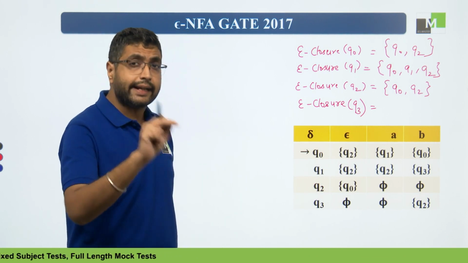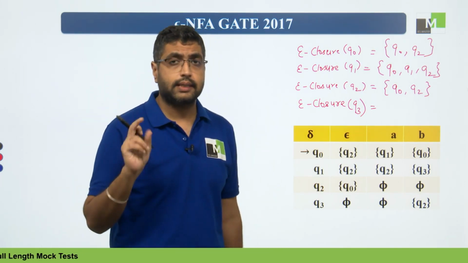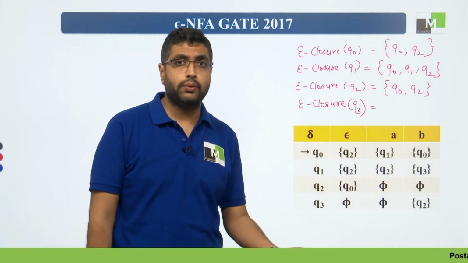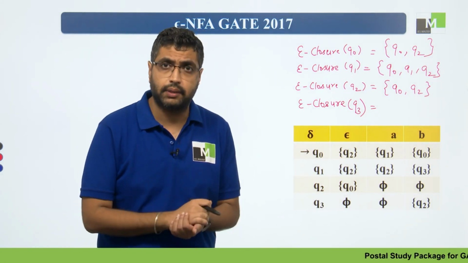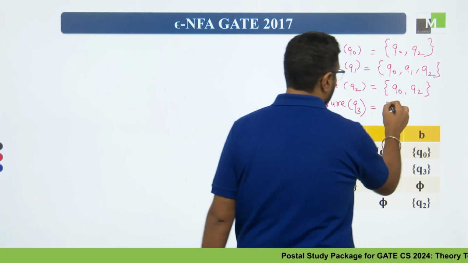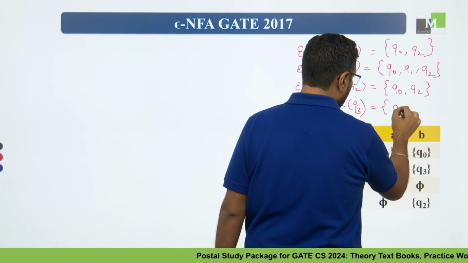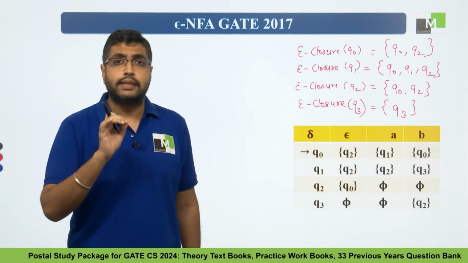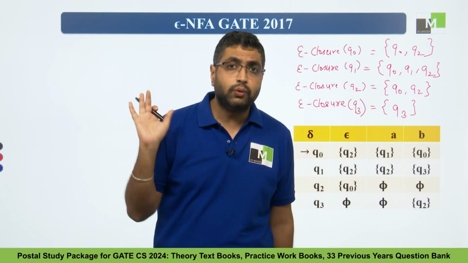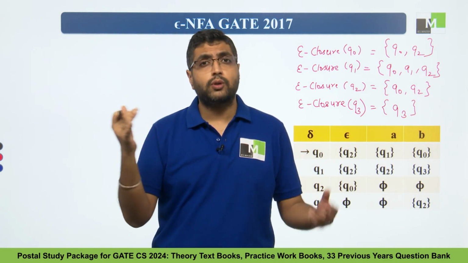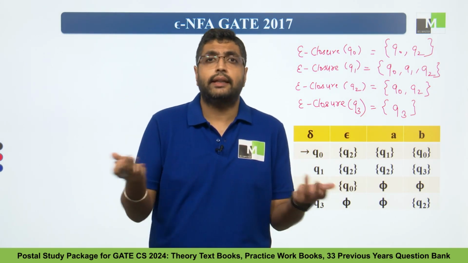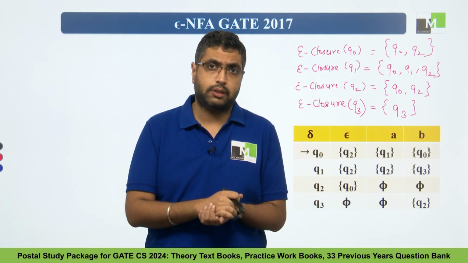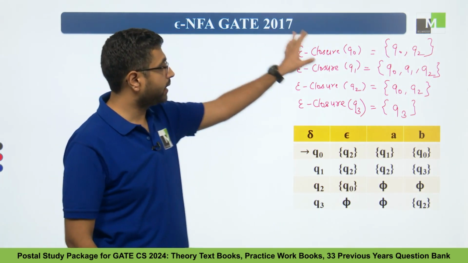So the state itself always comes in its epsilon closure, because you are already there without taking any symbol, right? So what is epsilon closure, by the way? All the states which are reachable from a particular state just by using epsilon moves, right? So you are on yourself without taking any move. So that's why the state itself always comes in its epsilon closure, right? So we have already found the epsilon closures.